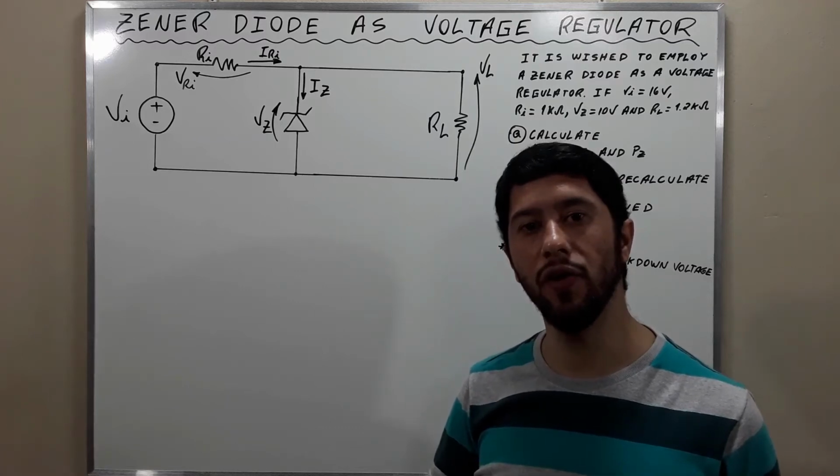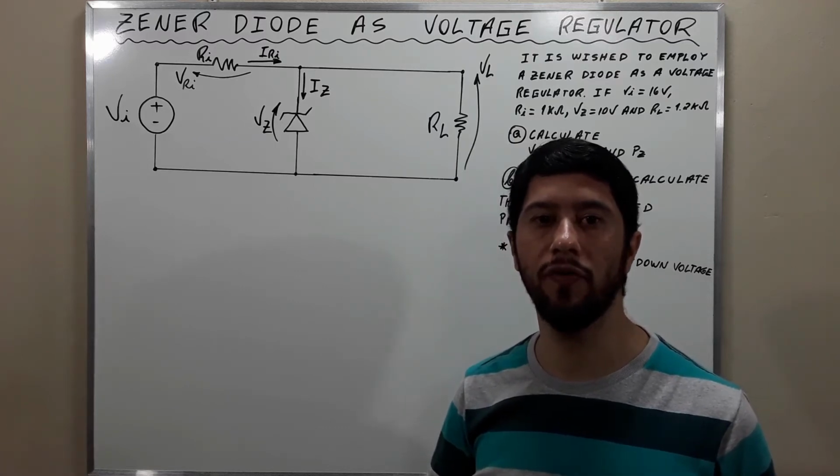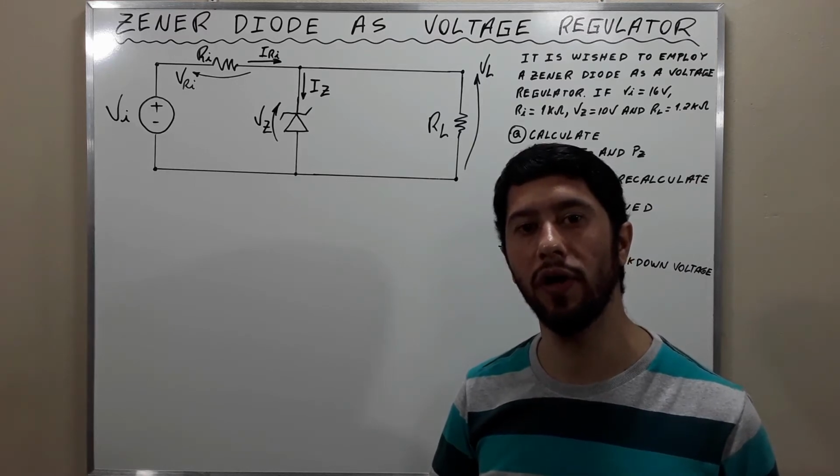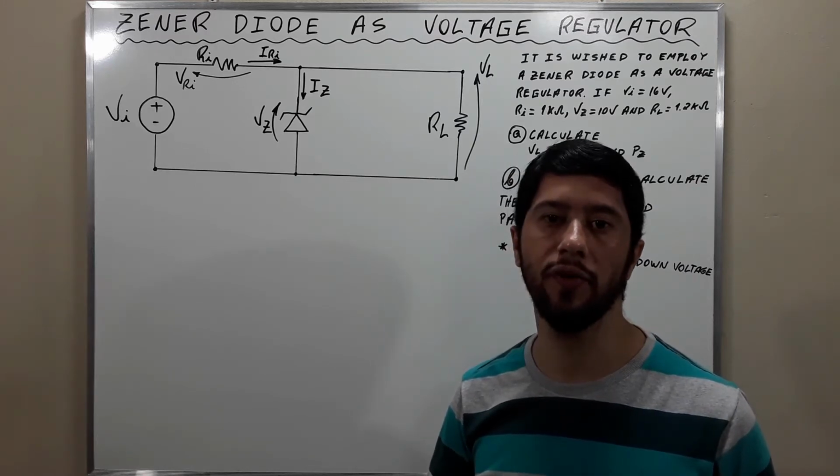A Zener diode is a special type of diode designed to allow current flow backwards when a certain set reverse voltage is reached.